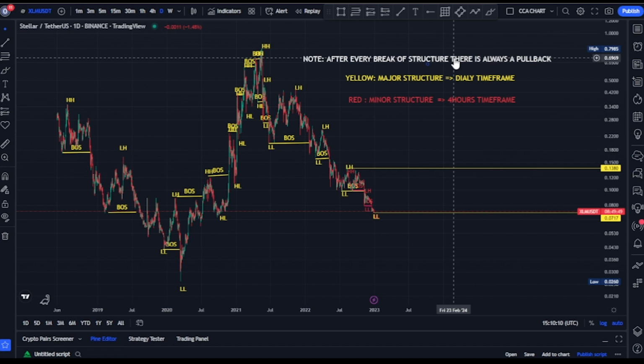So guys, welcome to the Stellar USDT price market chart. I already mapped out my market structure. I map out my major structure with the color yellow, which is my daily time frame, and I map out my minor structure with the color red, which is my 4 hours time frame.